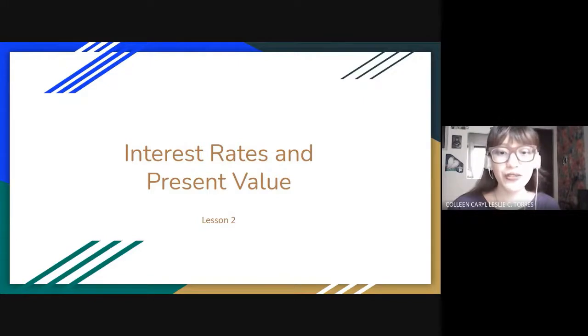So, if you could open your handout for interest rates and present value, this morning we will discuss basically loans. It's quite different from our last lesson, because we discussed macroeconomics in our last lesson. In this lesson, we are going to discuss loans and present value. It's not exactly a very difficult concept, but we will see how it contributes to our idea of the economy.